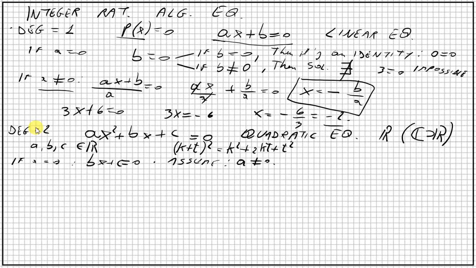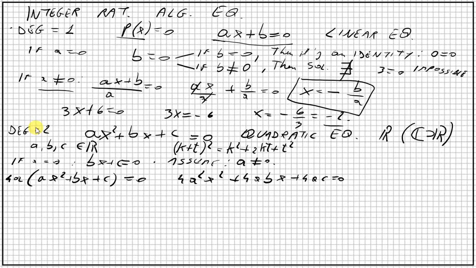Now, if we know that a is not 0, we can do plenty of things with that. We can multiply by a, we can divide by a. So I want to multiply everything that I see here on the left-hand side by a. Actually, I want to do better than that. I want to multiply by 4 times a. So 4 times a multiplied by ax squared plus bx plus c equals 0. Let's develop this multiplication. So 4a squared x squared plus 4abx plus 4ac equals 0.